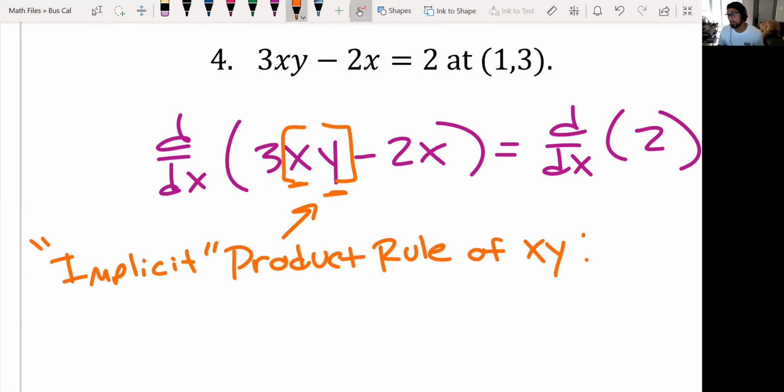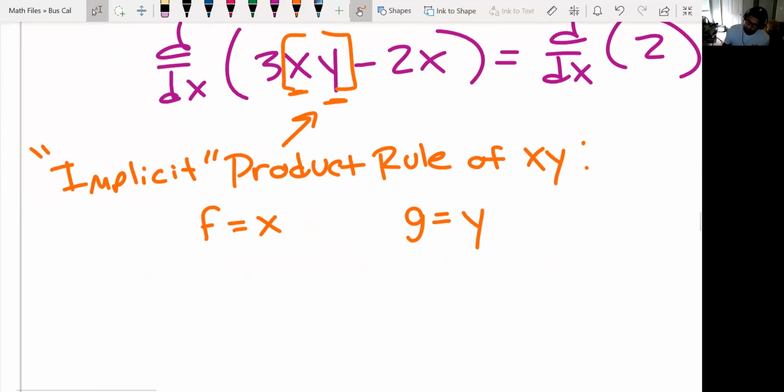Okay, which means that f is going to be x, and g is going to be y. The derivative of x is 1. Now for g, this has to be done implicitly. This is the implicit part. So we are taking the implicit derivative of y with respect to x.